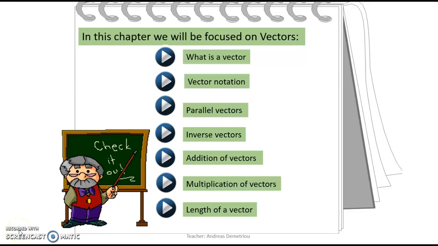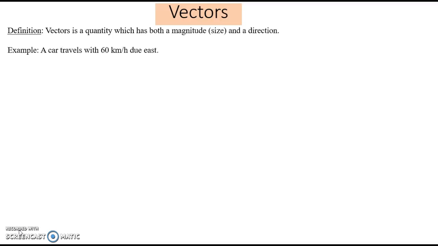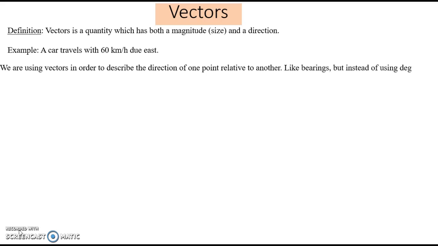In this chapter we'll be focused on vectors, mainly what is a vector, vector notation, parallel vectors, inverse vectors, addition, multiplication, and the length of a vector. A vector is a quantity which has both size and direction. For example, a car travels with 60 km per hour due east.